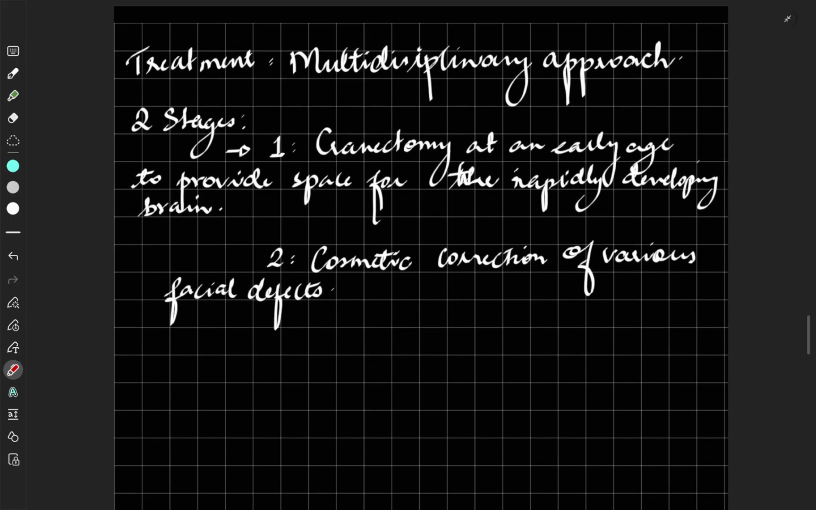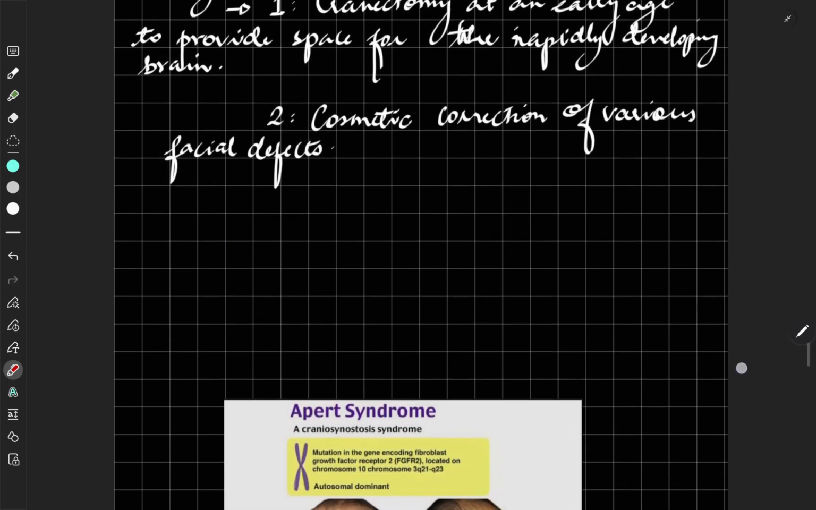What will be the treatment in this kind of syndrome? There will be a multidisciplinary approach where you treat the symptoms, because it has a mutational cause. In stage 1, you can do craniectomy at an early age to provide space for the rapidly developing brain. So you will not have secondary craniosynostosis, which would be other related abnormalities. In the secondary stage there can be cosmetic correction for various facial defects, if the patient wants it.